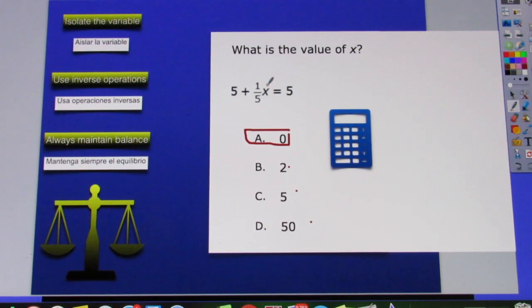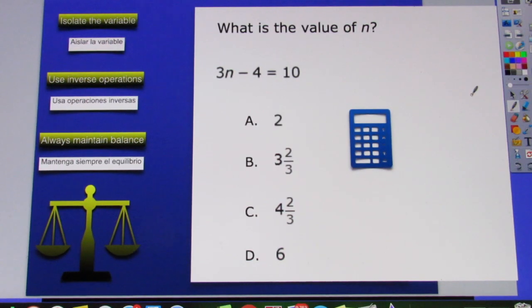Put a 2 in here, I'd have 2/5. 5 plus 2/5 is not going to equal 5. I could put a 5 in here and I'd multiply, I'd get 5 over 5, which is 1. 5 plus 1 is 6, so that wouldn't work. And 50 times 1 is 50, so 50 over 5 would be 10. 5 plus 10 is 15. That wouldn't work either. So again, if it is this simple of an equation, putting 0 in there and understanding that any number, even a fraction, multiplied by 0 is 0. 5 plus 0 equals 5. Pretty simple question, but they're going to get a lot tougher than that.